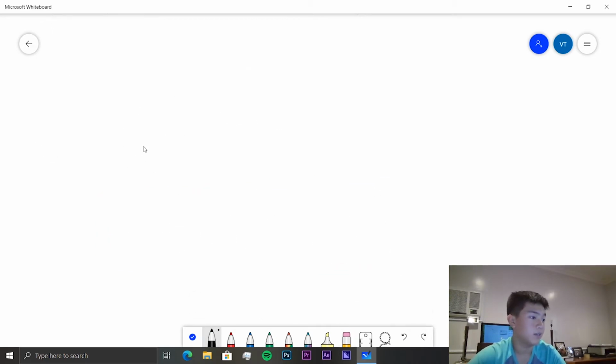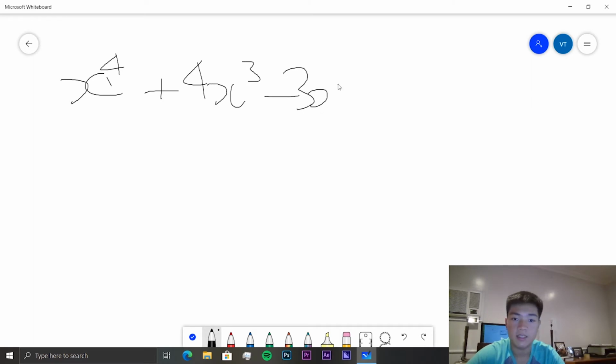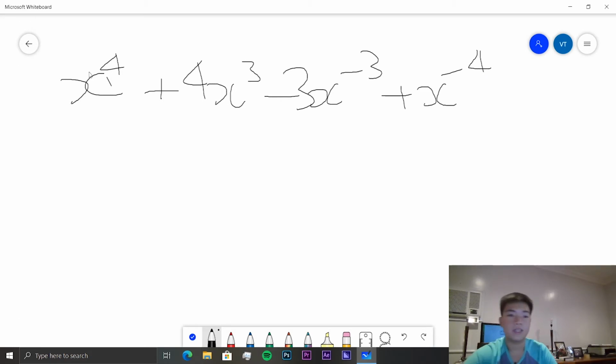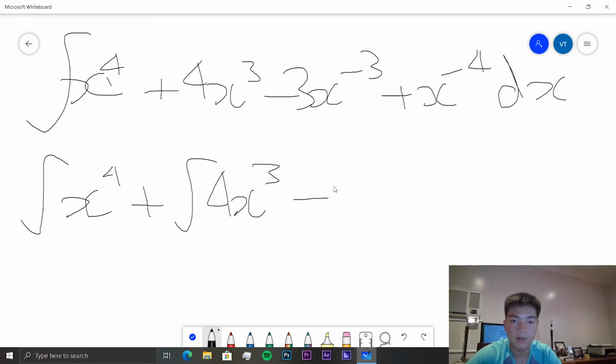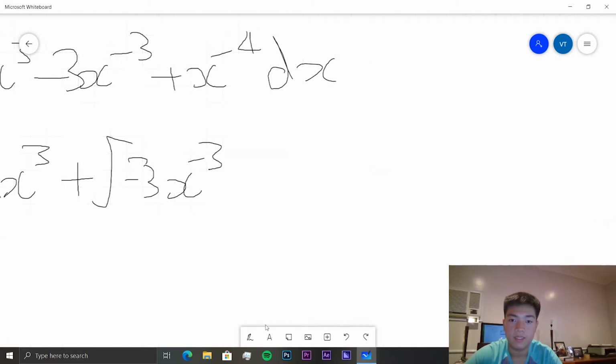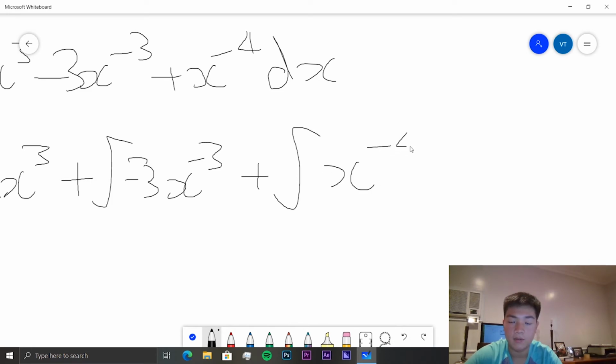We need to integrate the following functions with respect to x. The first is x to the 4 plus 4x cubed minus 3x to the negative 3 plus x to the negative 4. Just like we covered, we can split this apart into different integrals and integrate each term separately. So we have the integral of x to the 4, plus the integral of 4x cubed, plus the integral of minus 3x to the negative 3, plus the integral of x to the negative 4.